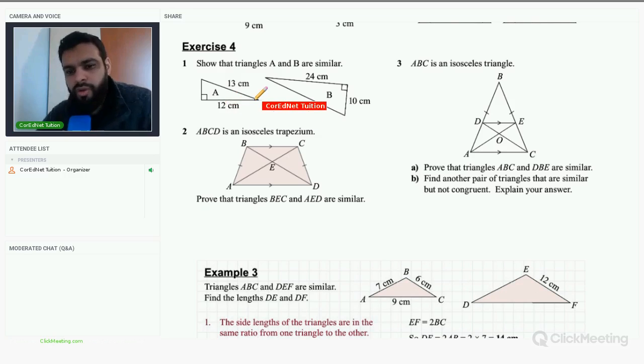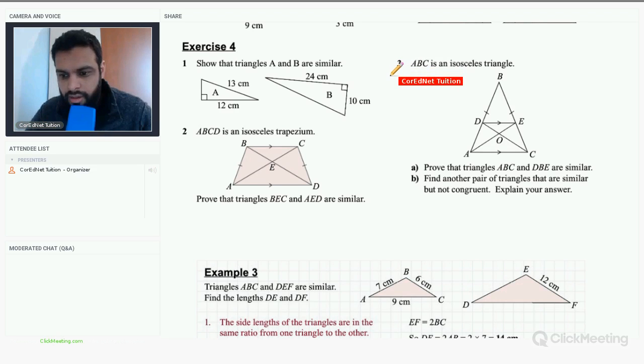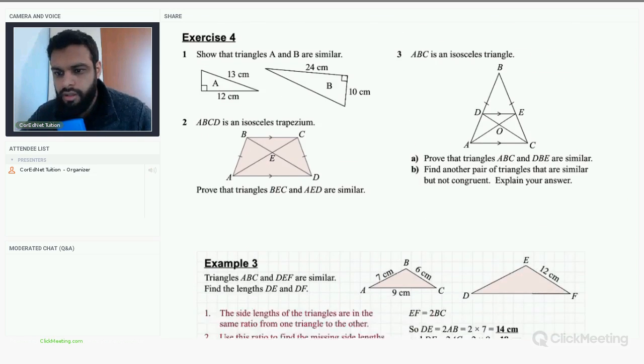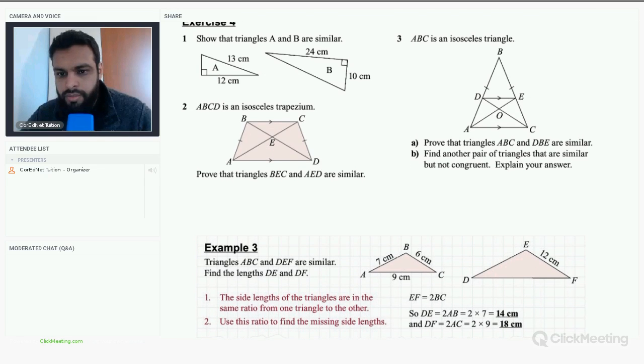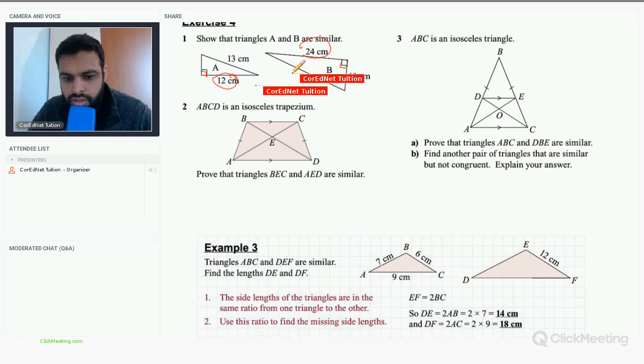Okay, so look at these two. We've got these two triangles. It says show that triangles A and B are similar. So how could we show that those two triangles are similar? Let me just put it on the screen so you can all see. Okay, because we have this 90-degree angle there, we have this 90-degree angle there, so that's good. We have this here, which corresponds to that. So yes, well done, Saf.